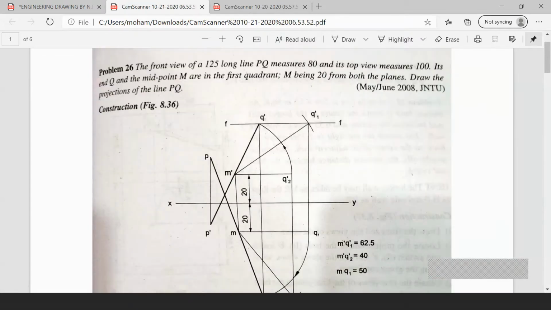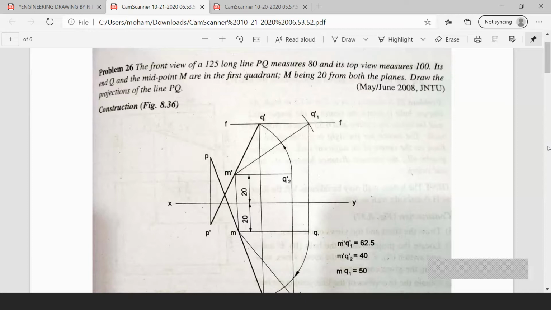Okay, this is one more problem. The front view of a 125 mm long line PQ measures 80 mm and its top view measures 100 mm. Its midpoint M is in the first quadrant, M being 20 mm from both the planes. Draw the projections of the line PQ.